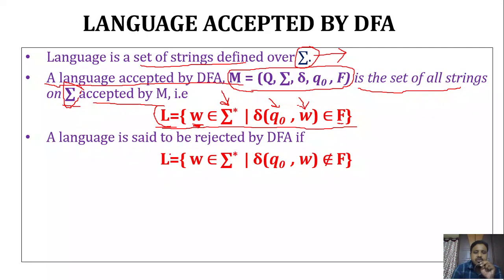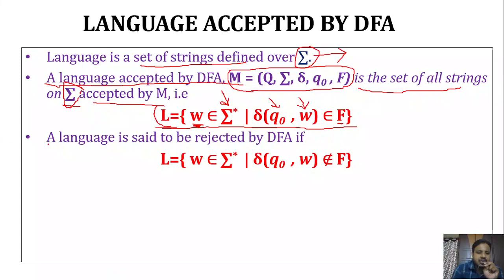Okay, so whatever the set of strings that are accepted by a DFA is called its language. Okay, next, when can we say that a language is rejected by a DFA? Whenever we find the set of all words on processing which we cannot get to the final state, then all those words form a language that is rejected by the DFA.